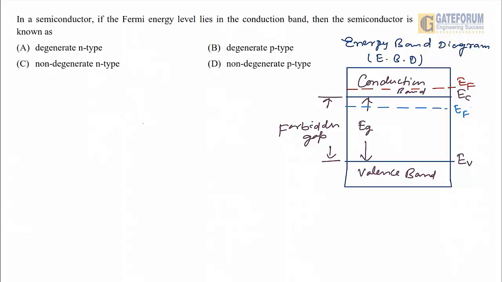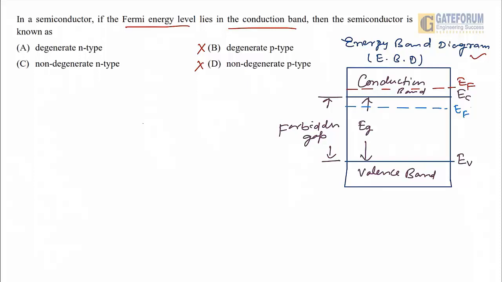So in the question itself, they ask that if the Fermi energy level lies in the conduction band, then it indicates which type of semiconductor. This is the energy band diagram shown here for N-type semiconductor, and as we know, if the Fermi energy level is near the conduction band, this should be N-type semiconductor. So P-type is not possible, and by that way option B and D are discarded here. Now for this N-type semiconductor, whether it is degenerate or non-degenerate, we have to discuss here.